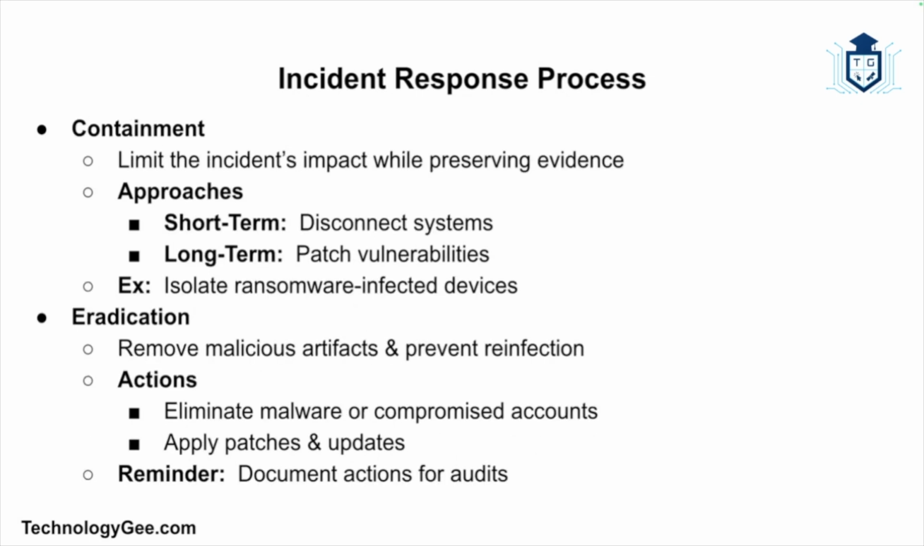Next, this leads us to containment, and this limits the impact of an incident while maintaining evidence integrity. And the types of containment are you have what are called short-term containment. So you want to disconnect affected systems, and you have long-term. You want to apply patches or reconfigure security settings. So as an example, during a ransomware attack, you want to isolate the infected devices to prevent lateral movement.